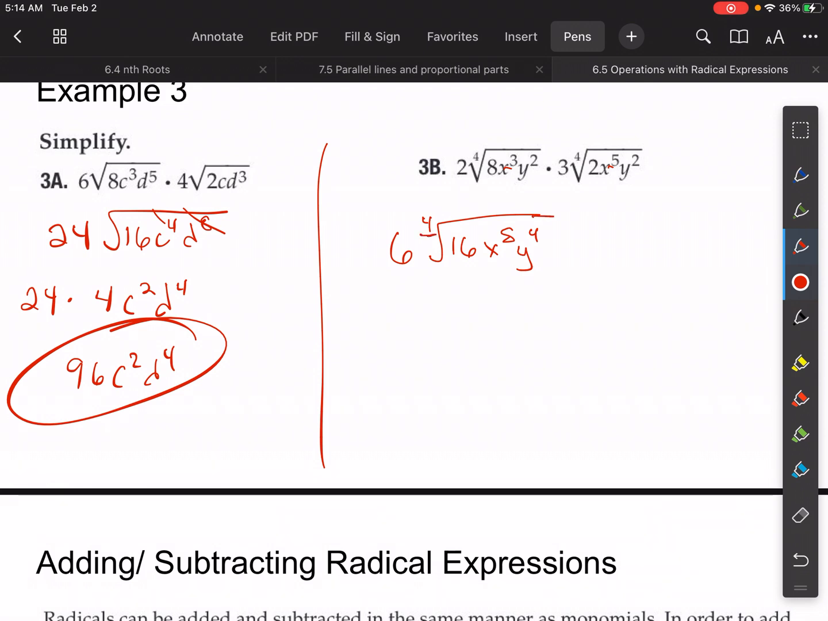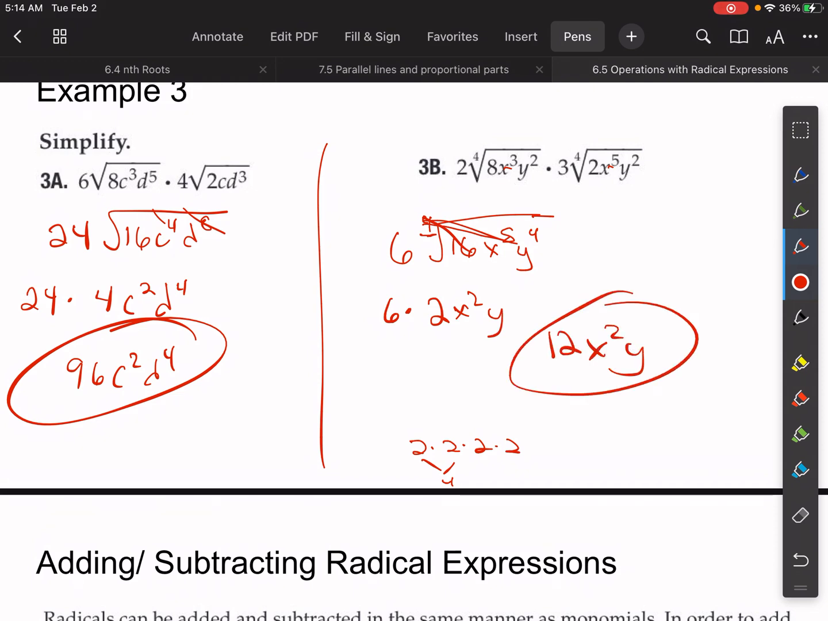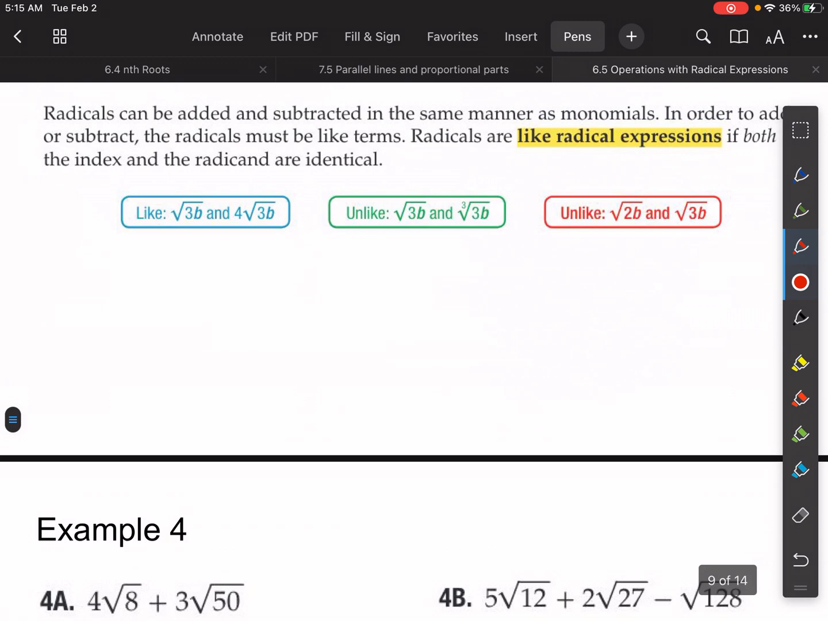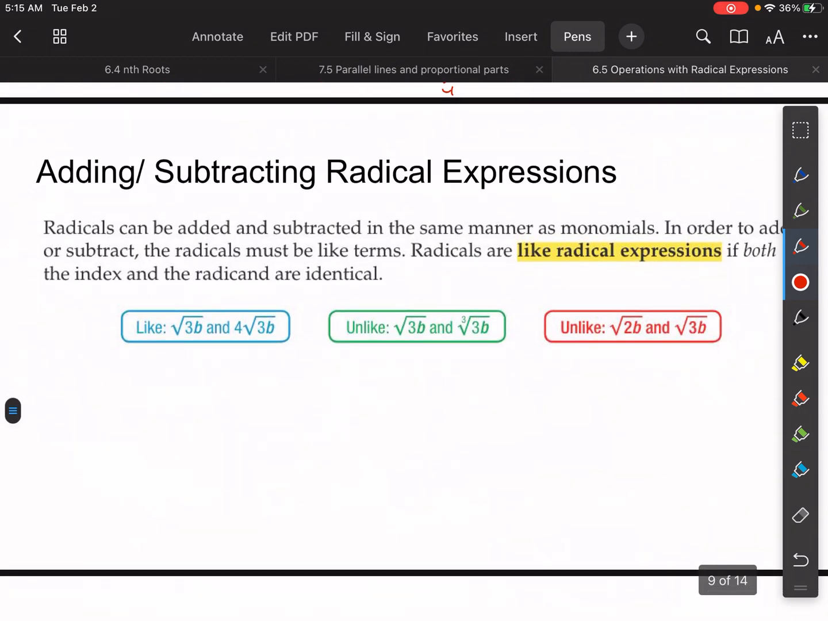If you think about that, 2 times 2 is 4, times 2 is 8, times 2 is 16. The fourth root of 16 is 2. So we have 6 times 2, and I took care of that one. If I take the fourth root of x to the 8th, I'm left with x squared. And if I take the fourth root of y to the 4th, I'm left with y. So this turns out to be 12x squared y. And by the way, the y went from even to odd, therefore this has to be in absolute value. Don't forget about that, like I almost did.